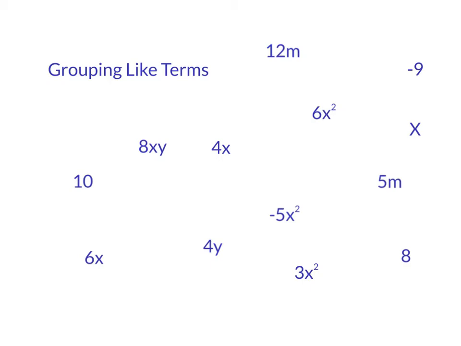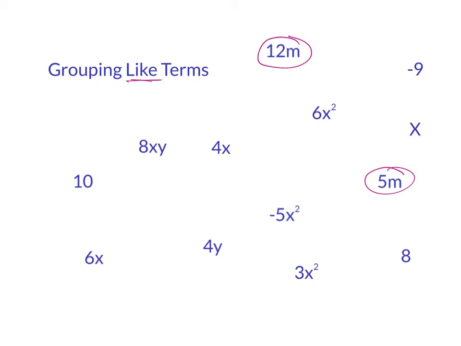Okay, so grouping like terms. When we are looking for like terms, this being the important word here, we're looking for terms that look like each other. They have the same variable and they have the same exponent. So if I look at 12m, what I want to do is look at all the rest of these and look for anything that has an m. So this is 5m. That is a like term. Doesn't look like I have any more m's.